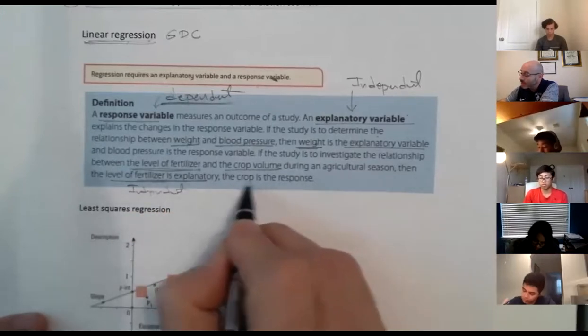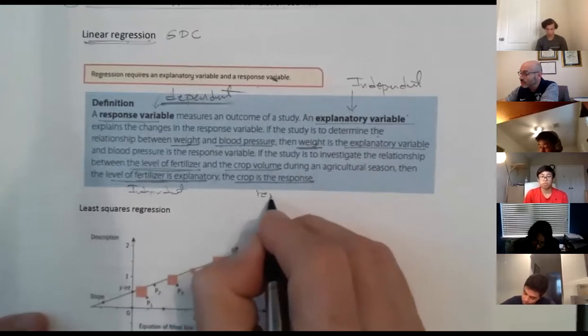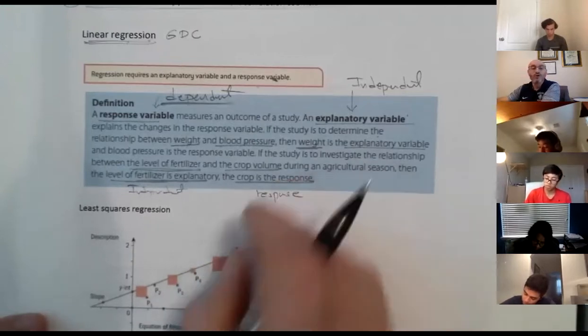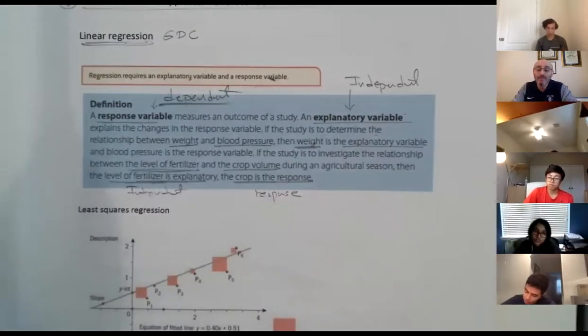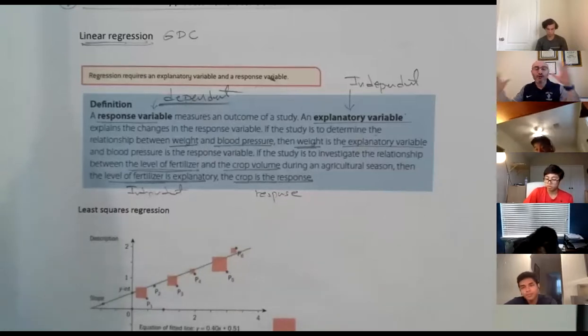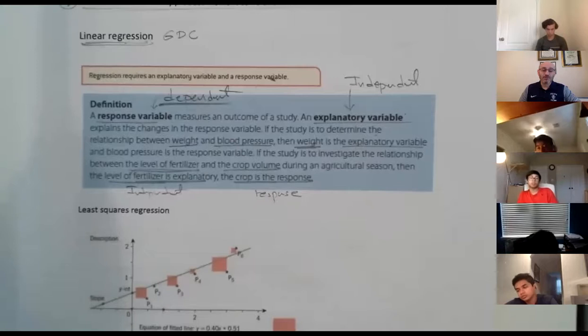And then the crop's volume is the response, right? So the crops are gonna either grow more or less depending on how much fertilizer we use. Does it make sense? So the fertilizer is the independent variable, the crop's volume is the response, okay? So how this actually works.